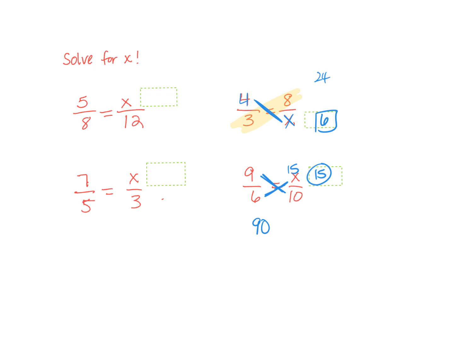Okay, if I look at my first one then, if I look at my diagonal, I know 5 times 12 is 60. So I need 8 times something to be 60. Well, I can do 60 divided by 8 to figure that out, which gives me 7.5. And then finally, again, I can look at the diagonals. That's 21. So 5 times something is 21. Just do 21 divided by 5. I end up with 4.2. And I just solved all of those.